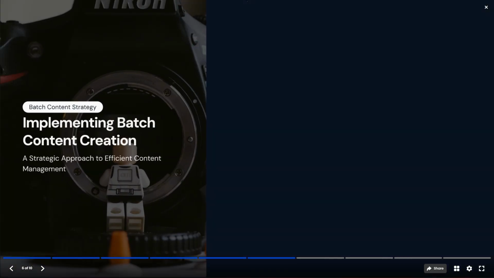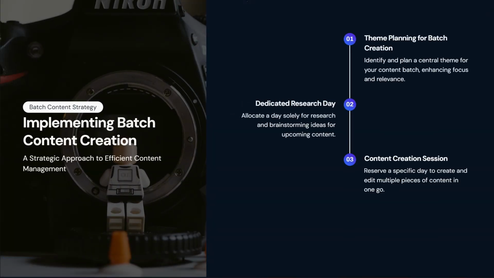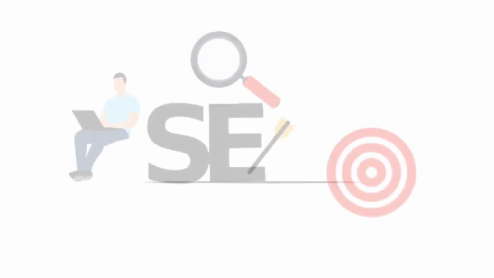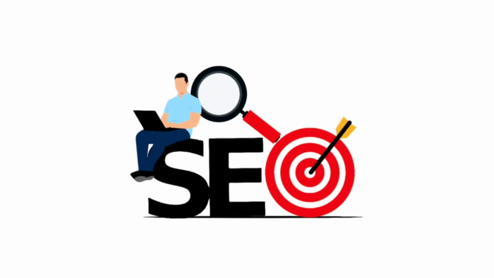So how do you actually implement batch content creation? Well, you can plan a theme for your batch. For example, if you are creating social media content, focus on one theme like fitness tips and create a week of posts around that theme. Set aside a specific day for each phase: one day for research and brainstorming, another for creating and editing, and the third for scheduling. Also, step 3 is to use tools like Buffer, Hootsuite, or Later to schedule your content in advance. This ensures consistent posting without the daily hassle, even without you remembering it.